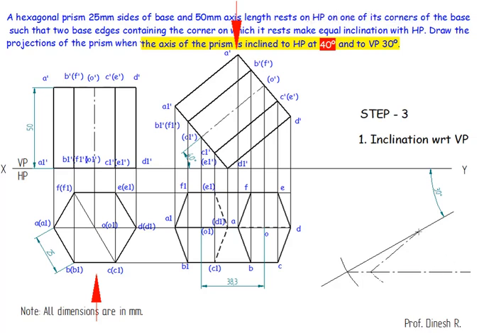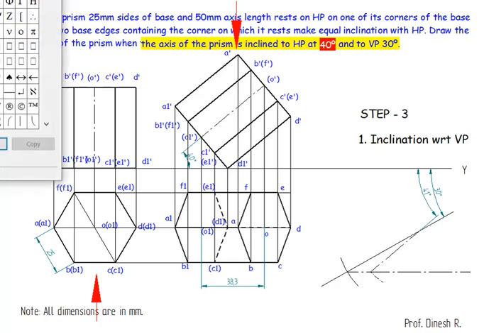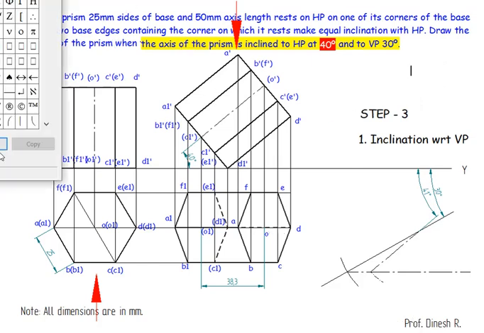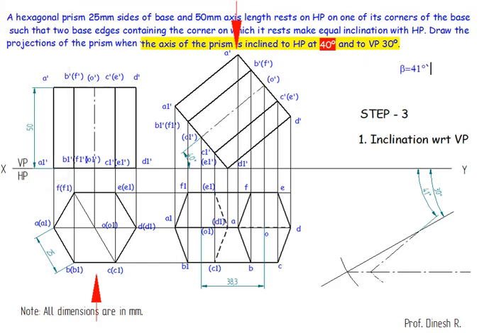So this angle is nothing but the apparent inclination, which is nothing but the beta value. So now we found the beta value which is equal to 41 degrees. So this is what beta we have mentioned in it. Now I need to be drawing this entire solid here.